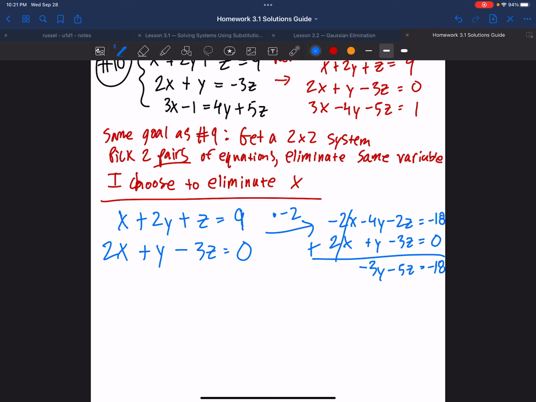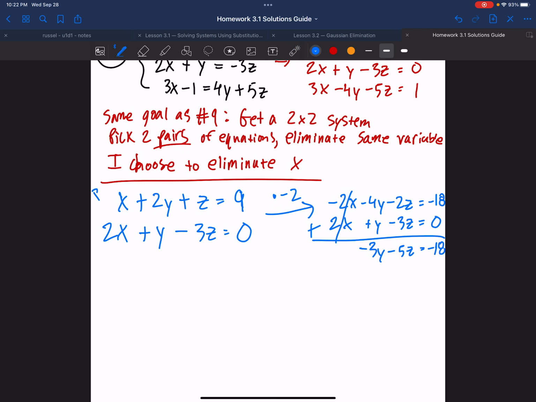Okay? So all I did, I picked a pair. I just picked the easiest pair and eliminated x from one of them. This got me an equation with y and z. 1y, 1z. Now I just want to do that again with a different pair. So pick a different pair. Okay? So this is pair 1. And then this is going to be pair 2. All right?